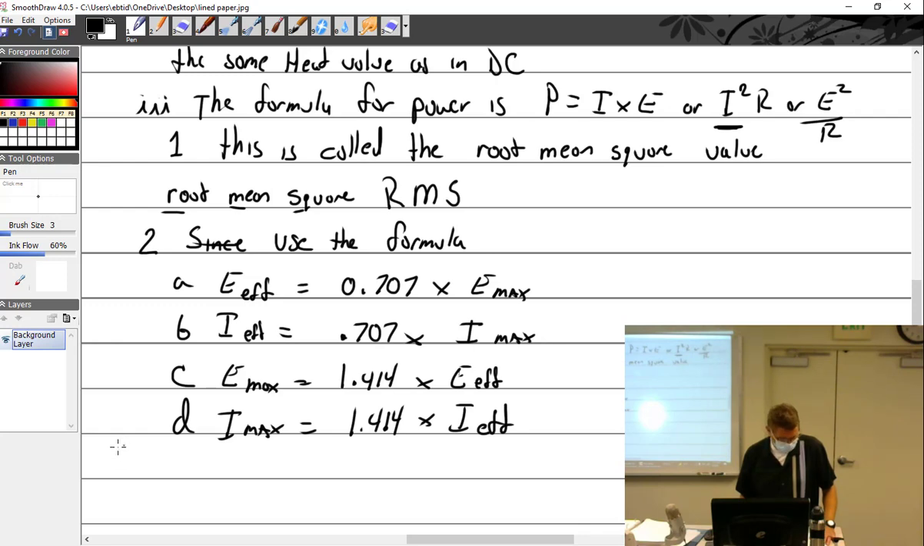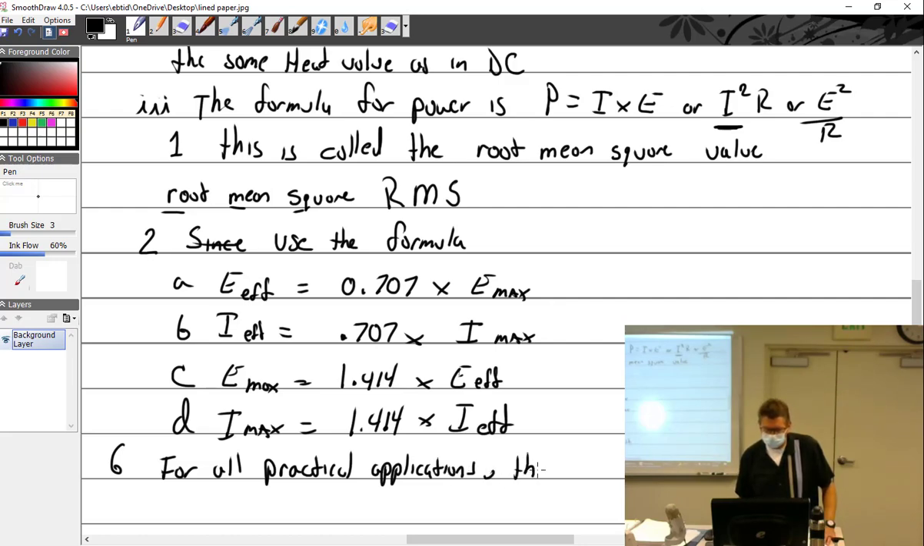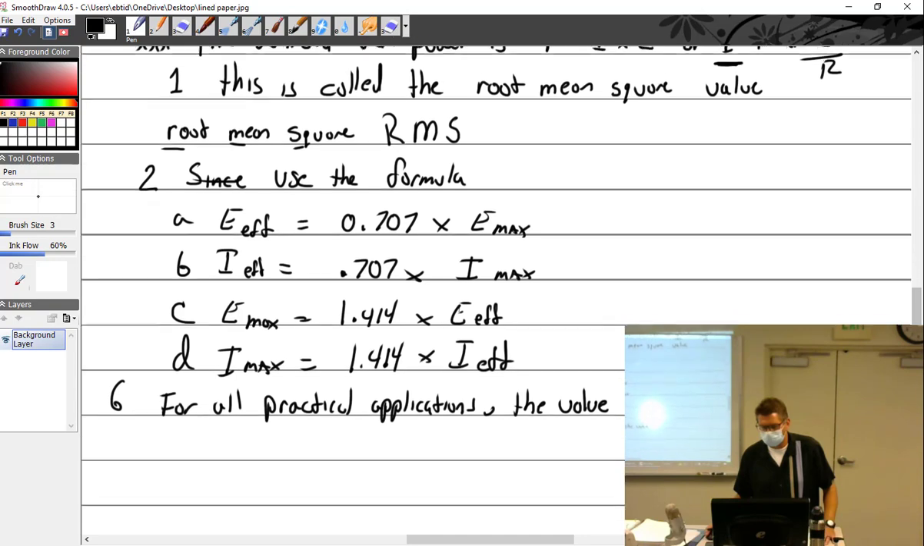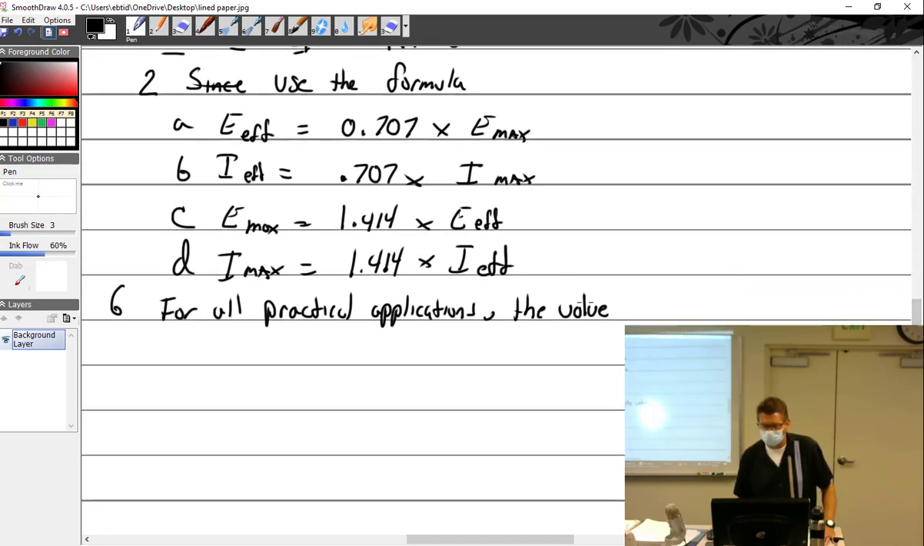Important point here. For all practical applications, the value stated is RMS unless otherwise stated.